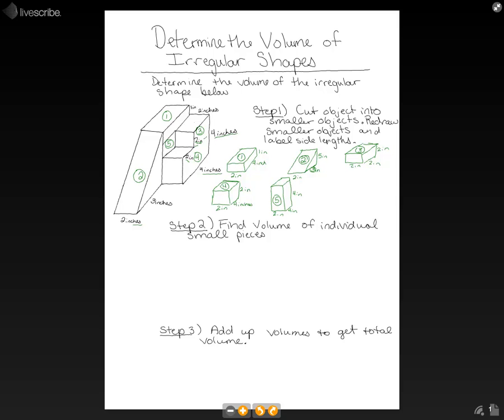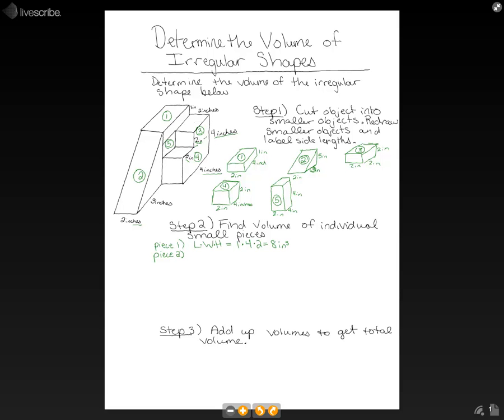So now that we have all of our pieces separated, we need to find the volume of the individual small pieces. So we have piece 1, and to get the volume of piece 1, since it's a rectangular kind of box, we know it's length times width times height. In our case, that gives us 1 times 4 times 2, and we'll get 8 inches cubed.